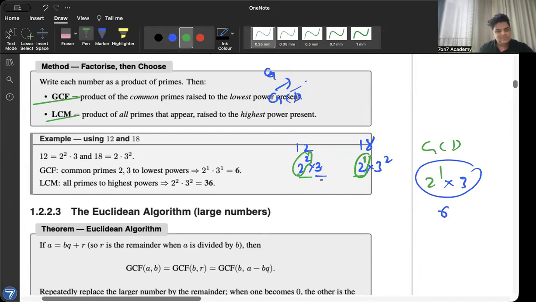To take the LCM, take the highest power of each, 2 raised to 2 into 3 raised to 2. Agree? So 2 raised to 2 is 4, into 9, 36. Is this LCM 36? You know, no? Yes, sir. Okay, so GCD and LCM you understand.